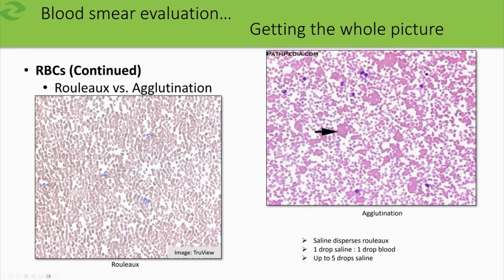It may take up to 5 drops of saline before you get dispersal, especially if there's a marked hyperfibrinogenemia with that. Once you go above 5 drops of saline, then the tonicity changes and you've got a chance of lysing the red cells. So if it hasn't dispersed by application of 5 drops of saline, then it's agglutination. Hopefully there are some other things that you can evaluate for that agglutination to look at the cause of the agglutination there.